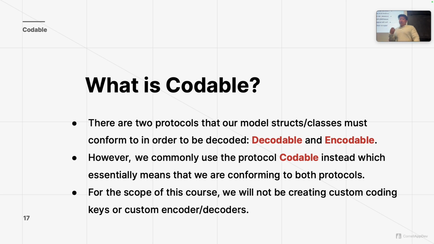So within the scope of the course, we're not really going to be creating any custom coding keys or custom encoders or decoders. Swift has its own built-in decoder for JSON, so we'll be mainly using that. You don't really have to worry about creating your own custom coding keys or encoding or decoding from JSON from scratch. That's something that Swift will handle for you using the JSON decoder.